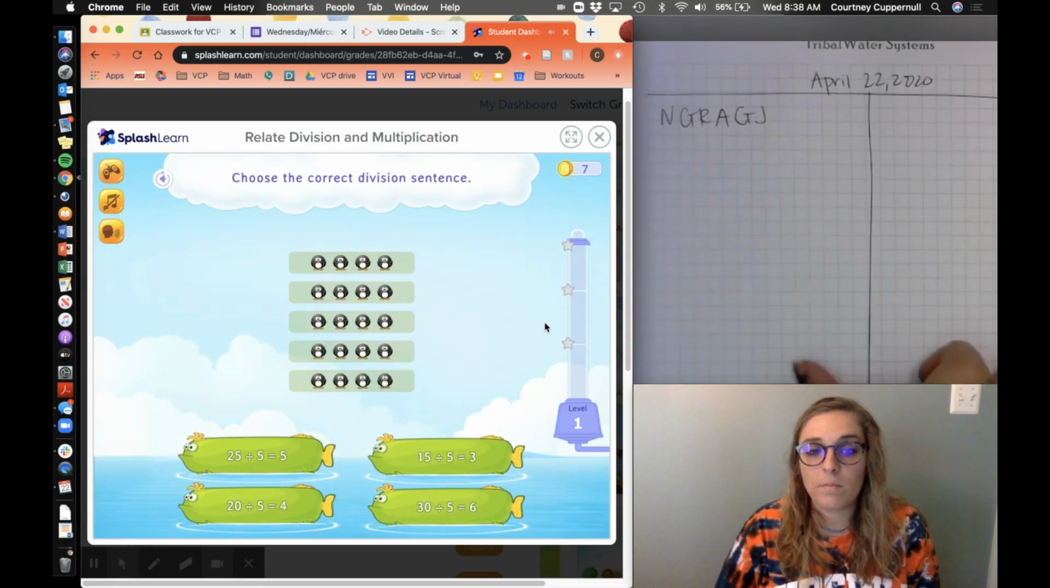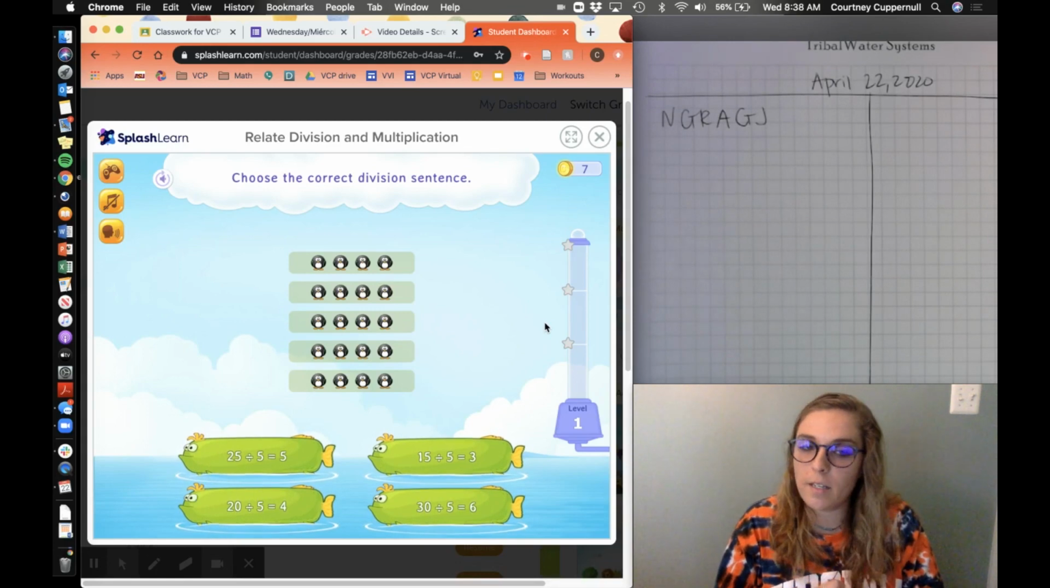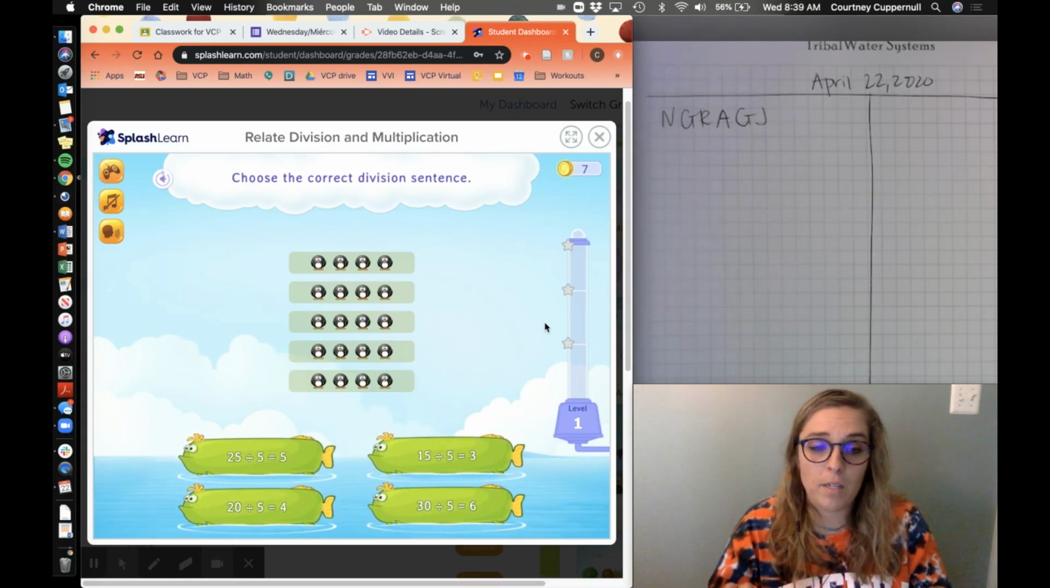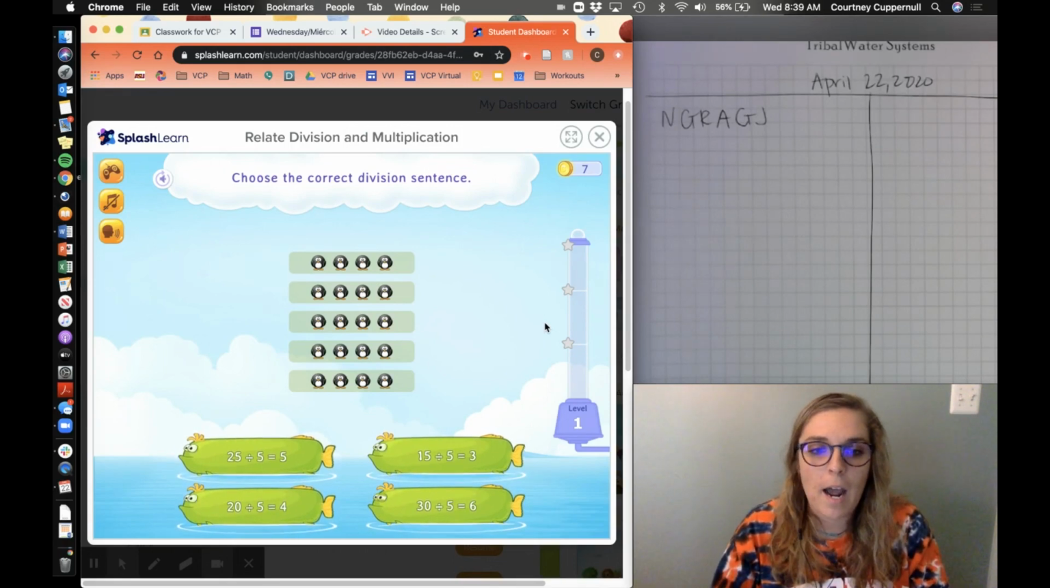Division sentence. Great. Oh my gosh, look, it's an array. It's almost like Ms. Cupp planned this. So what I'm going to do is look at this array and say, okay, I need to figure out the total that matches this, and then I need to figure out how many rows and columns there are.